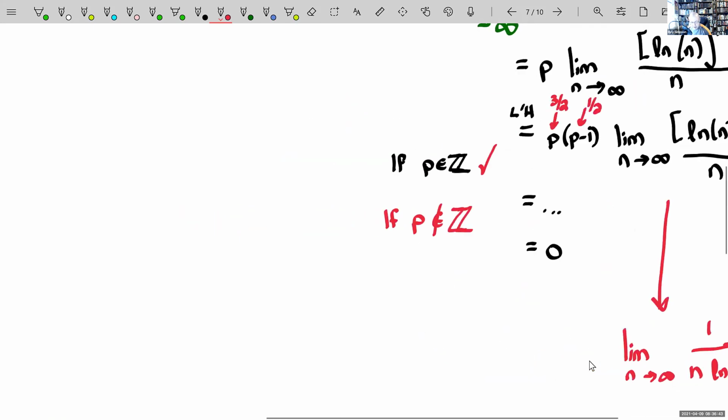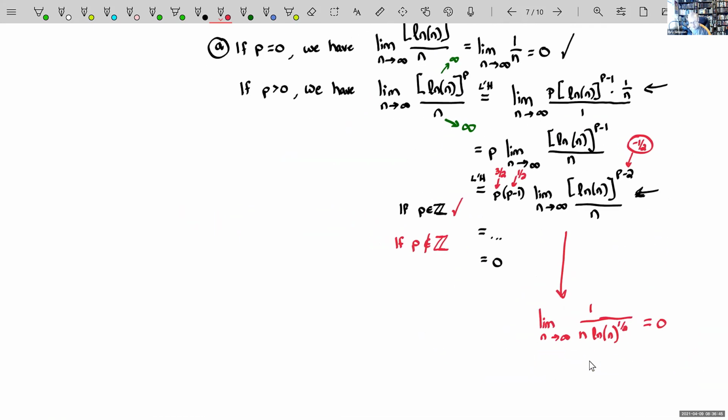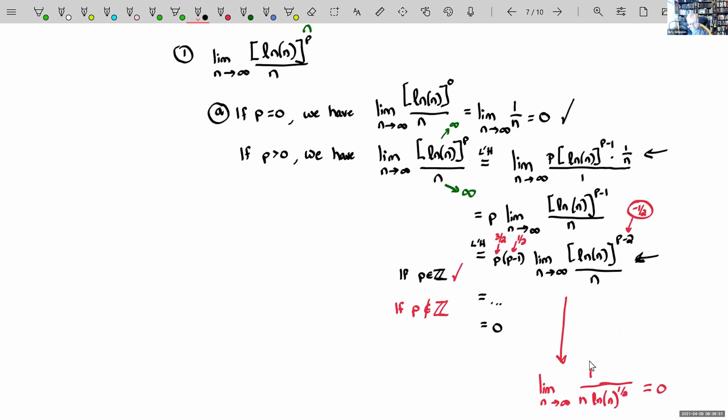So we have that if p is greater than 0, the limit will be 0. So again, limit is 0. If p is equal to 0, the limit will be 0. And now we'll do the last one. What if p were negative?